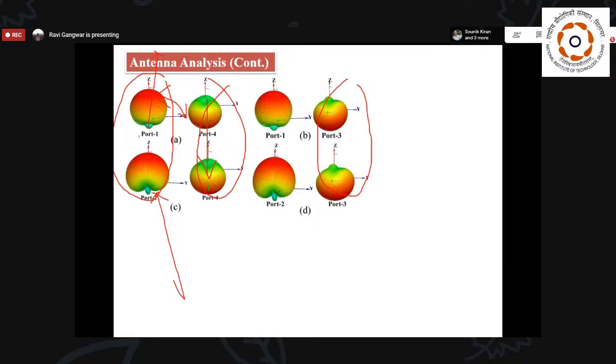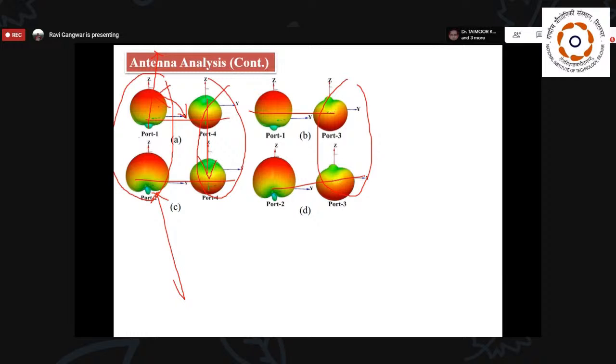But if you go from top to bottom, port 1 to port 4 and port 1 to port 3, similarly port 2 to port 4 and port 3 to port 1, they are going to radiate in two different directions. So by using these two techniques, generating the orthogonal modes and using two different orientations of your DR, we are able to get better field correlation. That means we are able to improve our isolation by using these two techniques.